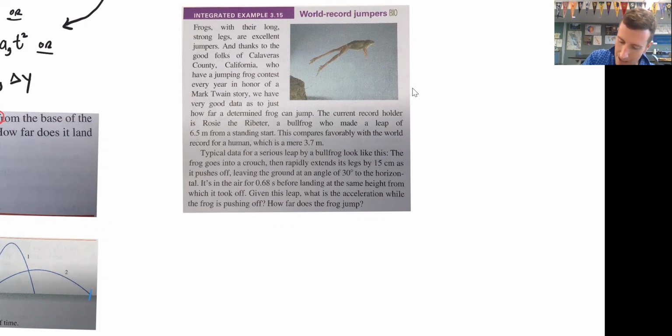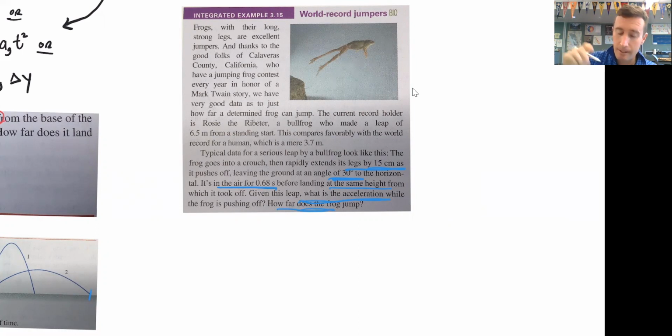The frog goes into a crouch, then rapidly extends its legs by 15 centimeters as it pushes off, leaving the ground at an angle of 30 degrees to the horizontal. It's in the air for 0.68 seconds before landing at the same height from which it took off. Given this leap, what is the acceleration while the frog is pushing off? How far does the frog jump?